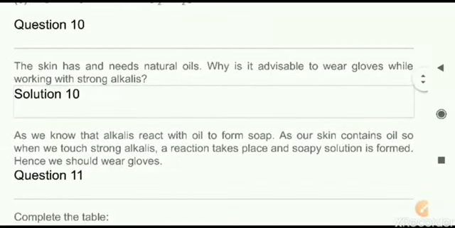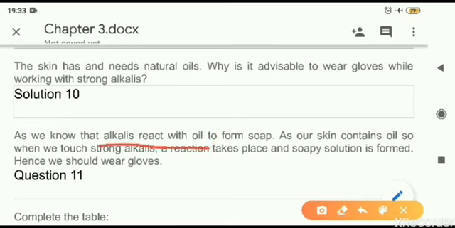Next question number 10. The skin has and needs natural oils. Why is it advisable to wear gloves while working with strong alkalis? Skin has natural oils, and the oil will react with the alkali. Alkali means bases. So alkali will react with the oil, and what is produced is soap. Because we don't want this reaction to happen, we are advised to wear gloves, so that our skin does not come in contact with the alkali. Just to prevent this reaction, to avoid the soapy solution forming, we are advised to wear gloves.